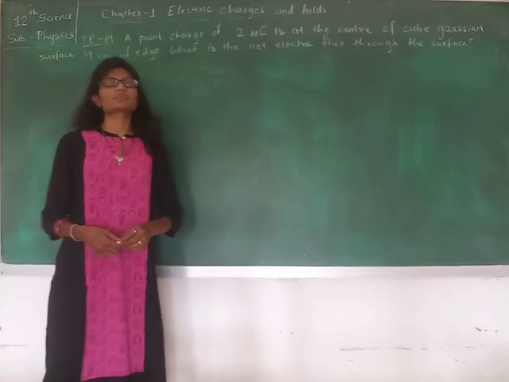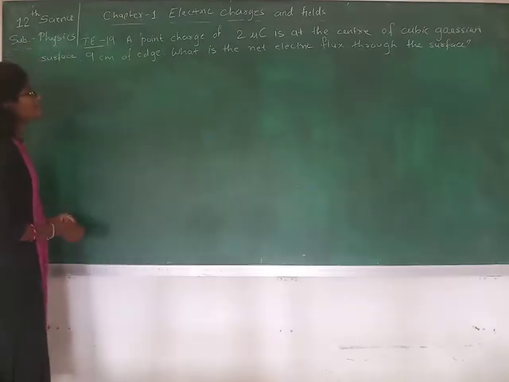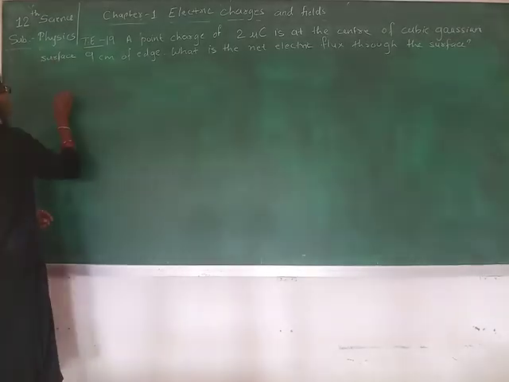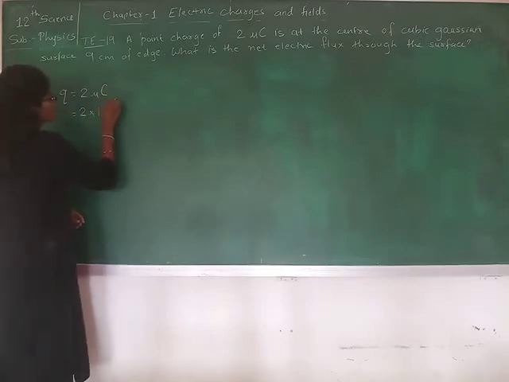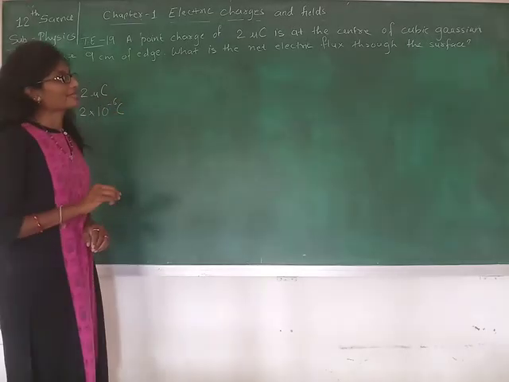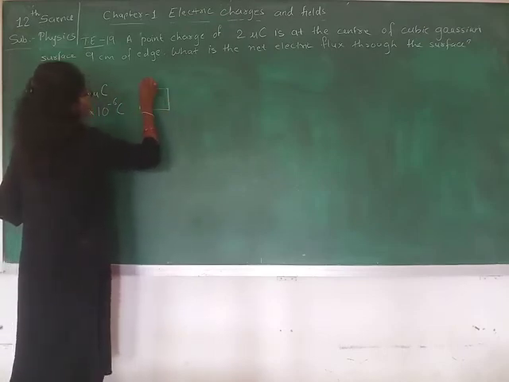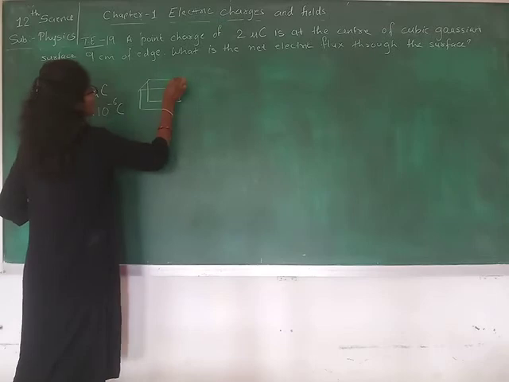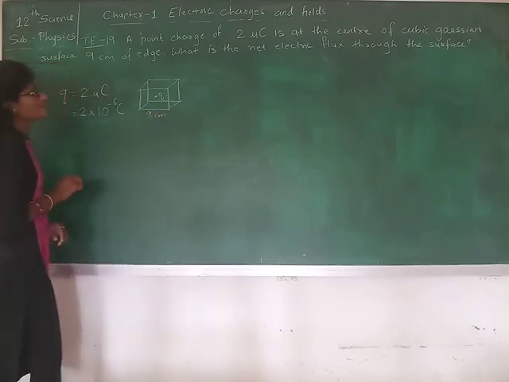Now let us solve numerical number 19 of the textbook exercise. A point charge of 2 microcoulomb is at the center of a cubic Gaussian surface 9 cm on the edge. That means here we are having the charge of 2 microcoulomb, converting microcoulomb into coulomb, that is 2 into 10 raised to minus 6 coulomb. It is at the center of the cubic Gaussian surface. At the center of this we are having the charge, and the edge of the cube is 9 cm.